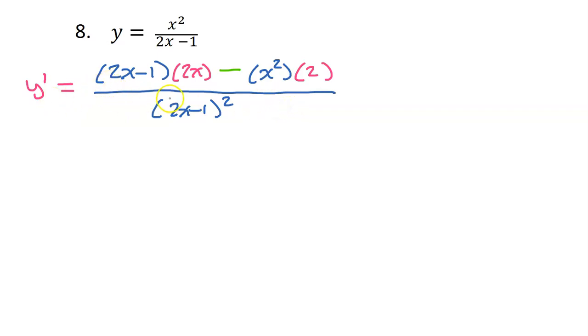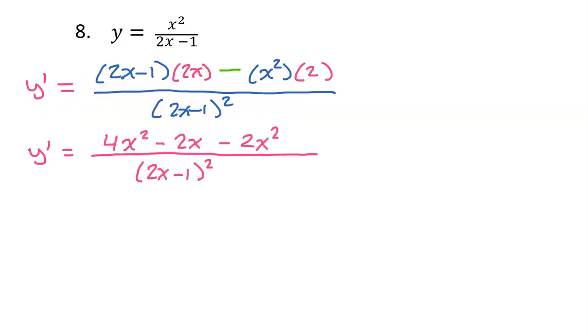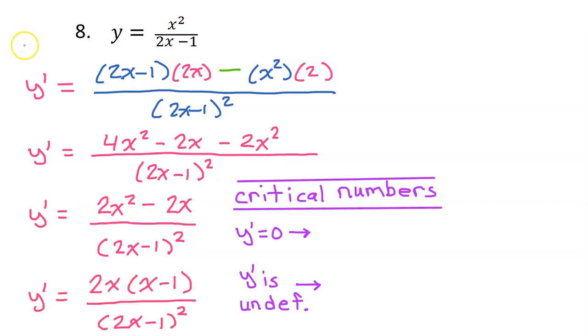I am going to simplify this though. Distributing the 2x and really just putting the 2 in front, you get this. But now we have like terms. 4x squared minus 2x squared is 2x squared. So we have this. But now I see that there is a common factor in the numerator. Let's factor 2x outside the parentheses.